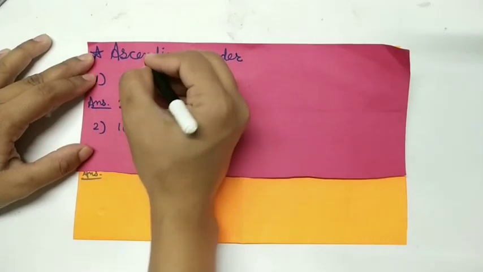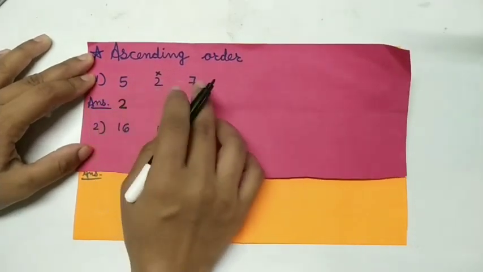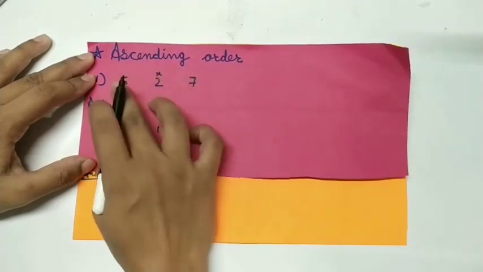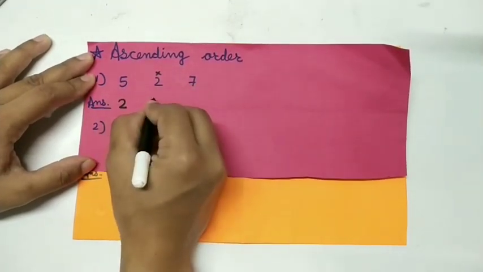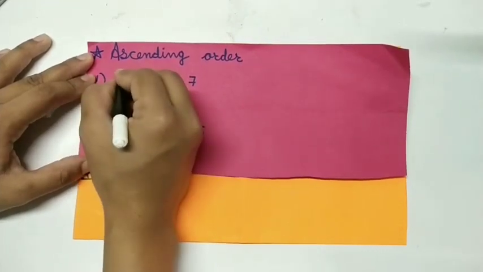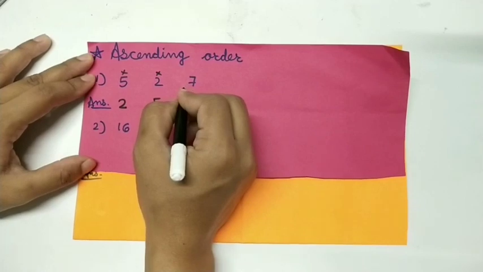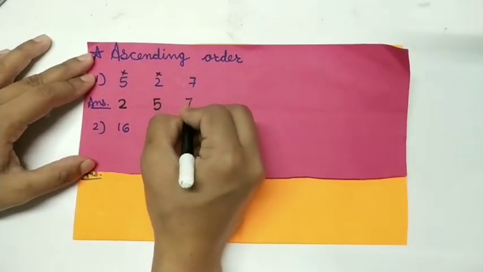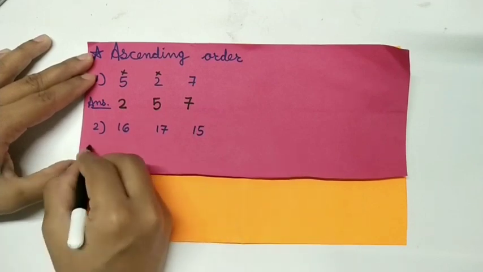Okay, 2 written, then cut down 2. After 2, 5 and 7. So which is smaller, 5 or 7? 5. So I am writing 5. 5 cut down. Now which is left? 7. Okay, we have arranged these numbers in ascending order.